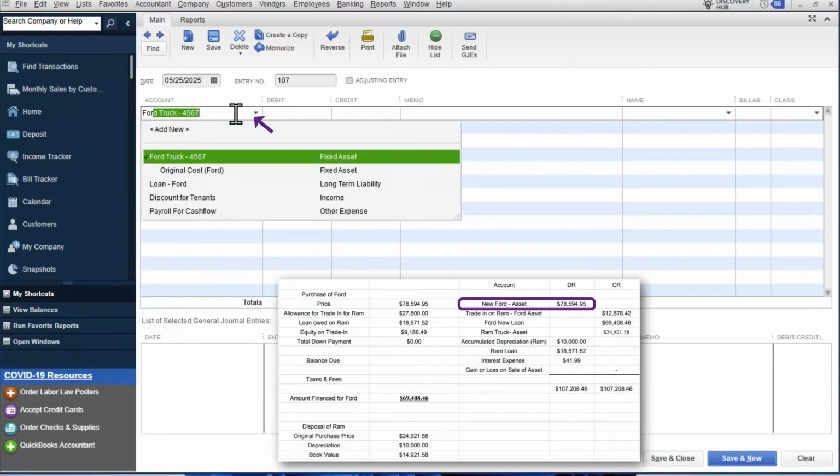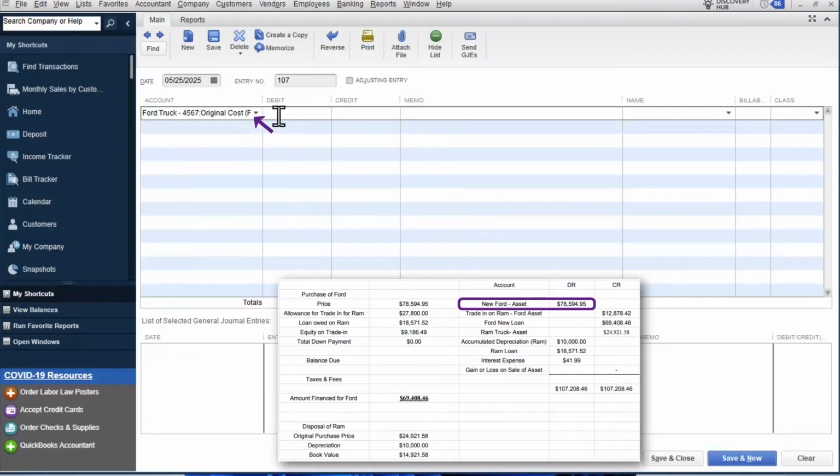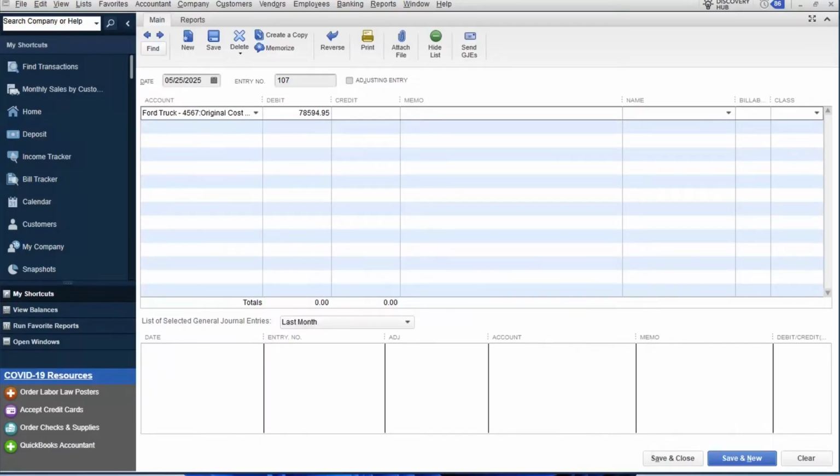We're going to start with the Ford, the new vehicle. We're going to go down and put it under original cost, because we're adding it there so we can have it as sub accounts. You don't have to do that. That's totally up to you. It's just something I personally like to do. We're going to add the asset as a debit.